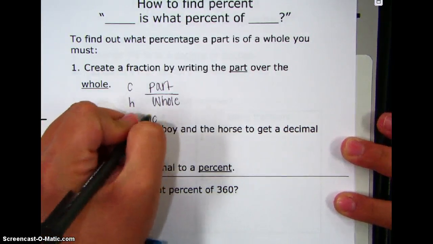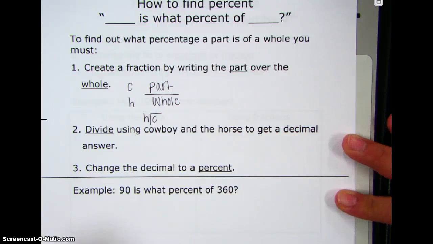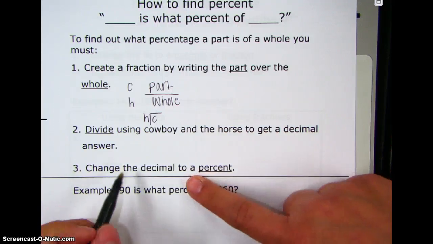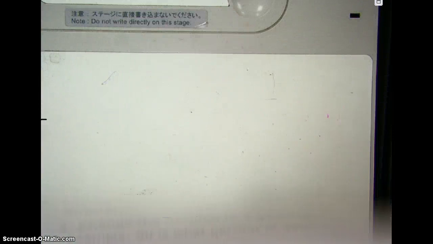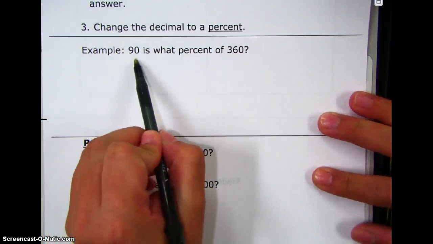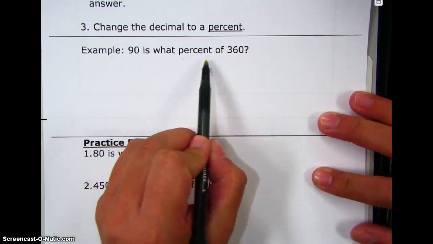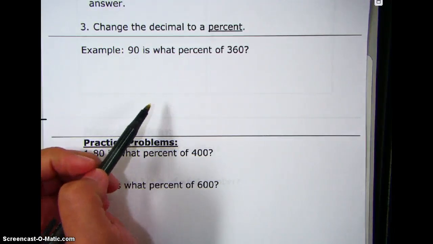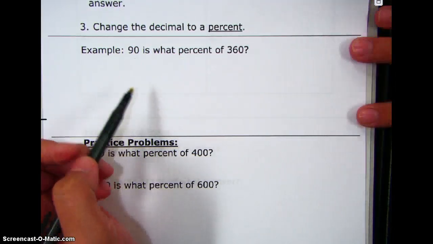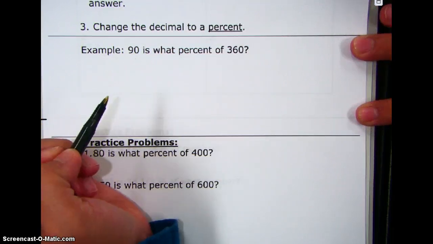Remember that your cowboy goes inside the house, your horse stays outside. Okay, once we have that decimal, all we have to do is change it to a percent. So let's look at our example here. We have 90 is what percent of 360? And you should be writing these down also in your foldable since they're not written down there. So 90 is what percent of 360?